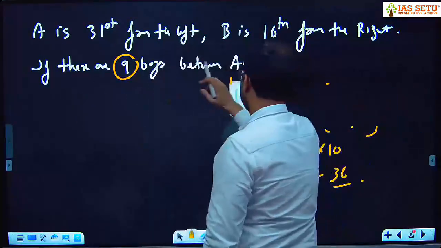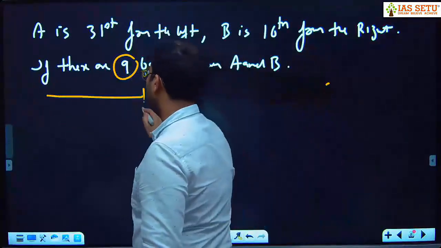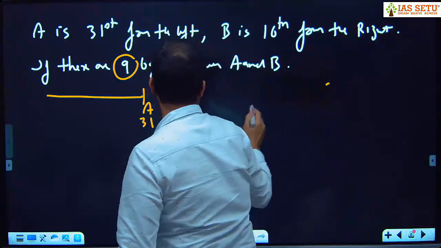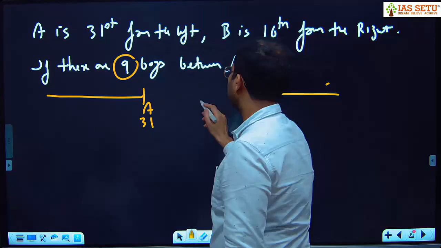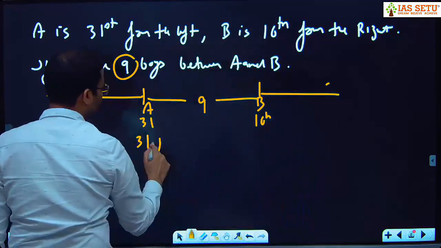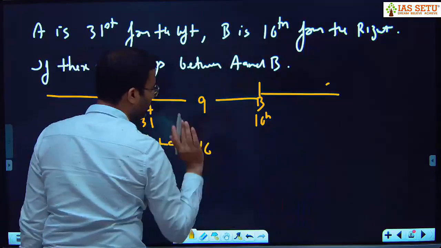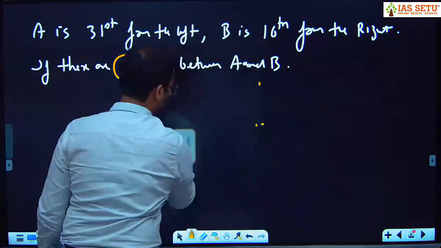First, maximum. A is 31st from the left. This is A, 31 from the left. This is B, 16 from the right. There are 9 between A and B. 31 plus 9 plus 16, 56. For minimum, you have to change the position of B.